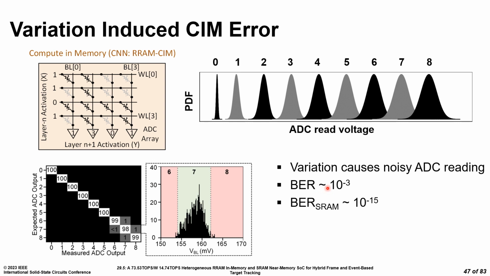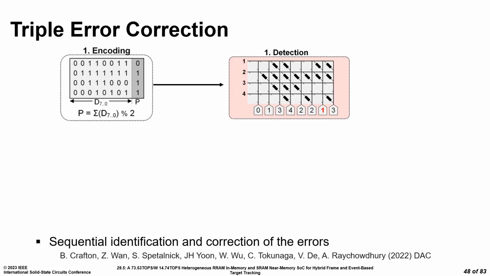The bit error rate that we measure because of this is of the order of 10 raised to minus 3, whereas, to compare, SRAM has a bit error rate of 10 raised to minus 50. This corrupts the accuracy of the overall system if not corrected.